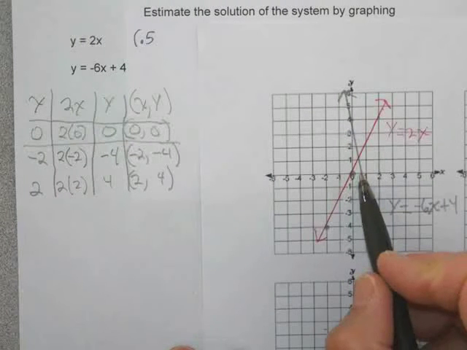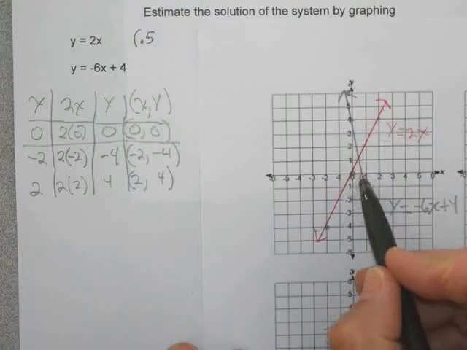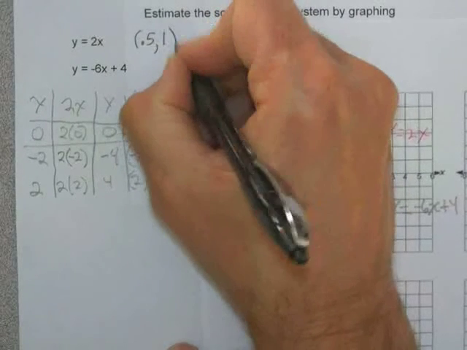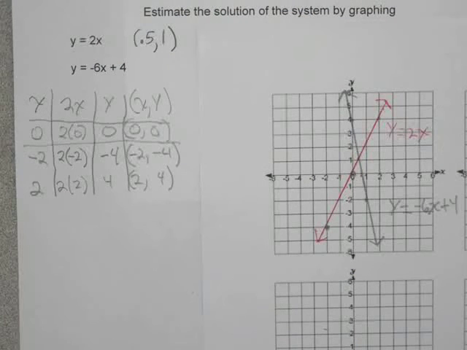And how high up am I on the y vertice? Well, I am up 1. So I'm saying that this is 0.5 over and 1 up. And that would be my estimate of the solution for the system, y equals 2x and y equals negative 6x plus 4.